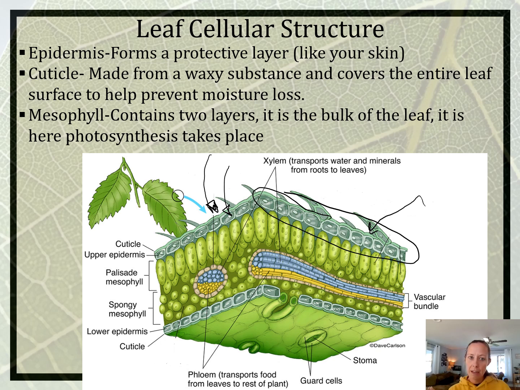That super thin layer on the top is the cuticle, and it's a waxy coating that stops the leaf from losing all of its moisture. And then the last one you've got here is the mesophyll. They have specific names in this picture, but all I actually want you to know is that this in-between area, kind of the meat of the leaf, is the mesophyll. It's two different layers, but it's the bulk portion of the leaf, and this is where photosynthesis happens.